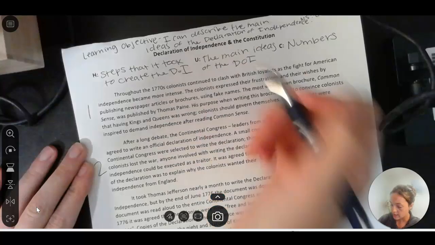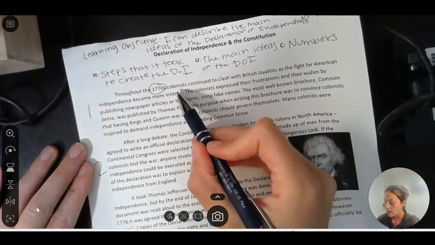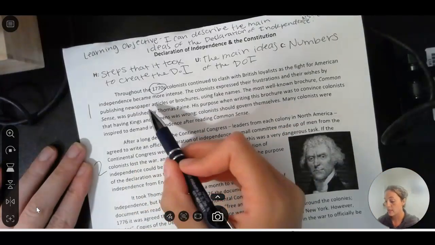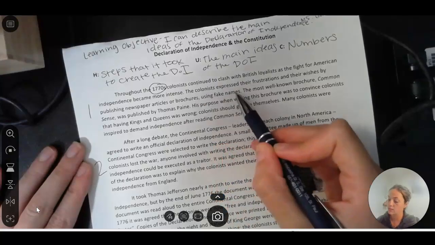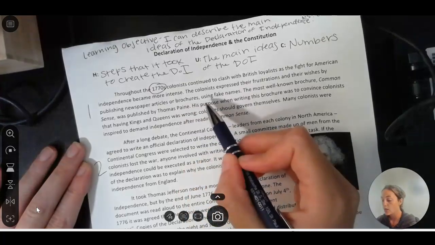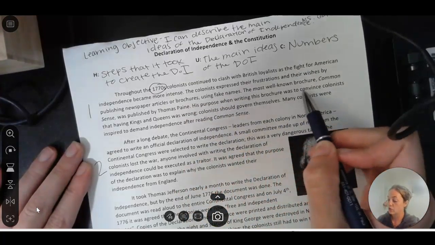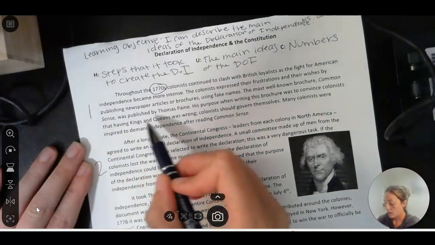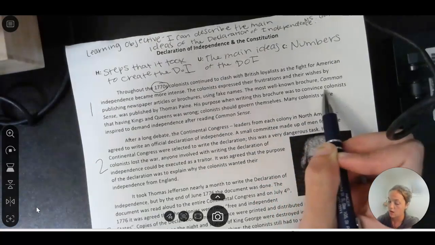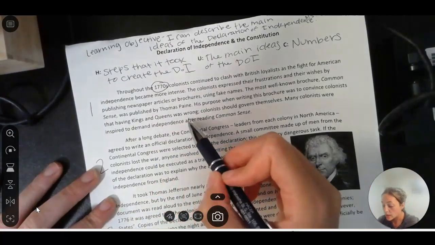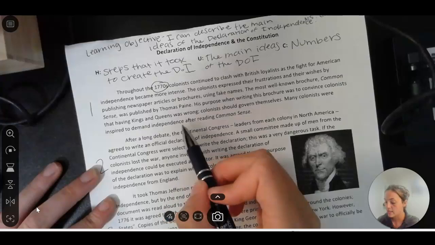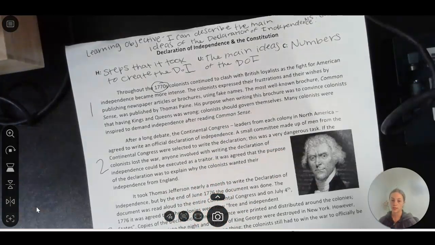Throughout the 1770s, and I'm going to circle that because that's a number, colonists continued to clash with British loyalists as the fight for American independence became more intense. The colonists expressed their frustrations and their wishes by publishing newspaper articles or brochures using fake names. The most well-known brochure, Common Sense, was published by Thomas Paine. His purpose when writing this brochure was to convince colonists that having kings and queens was wrong. Colonists should govern themselves. Many colonists were inspired to demand independence after reading Common Sense.